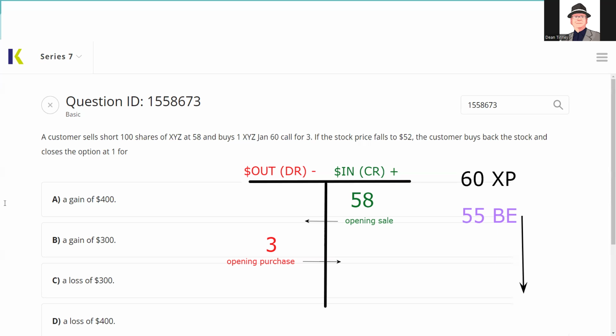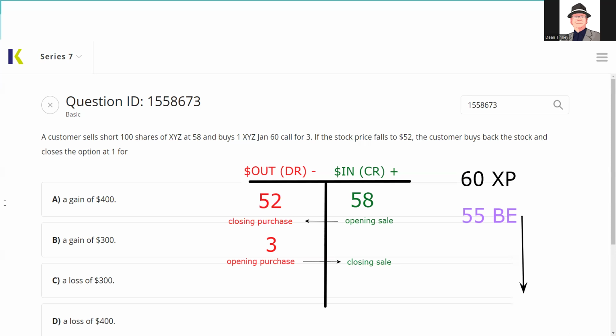So here we go. Now this is the closeout. So we do initial setup, then we do a closeout. The customer buys back the stock. So we know that when we're buying back the stock, we're doing a closing purchase. Closing purchases are used to eliminate or reduce a short position. And when we do a closeout on the option, we're going to do a closing sale. Closing sales are used to eliminate or reduce a long position.